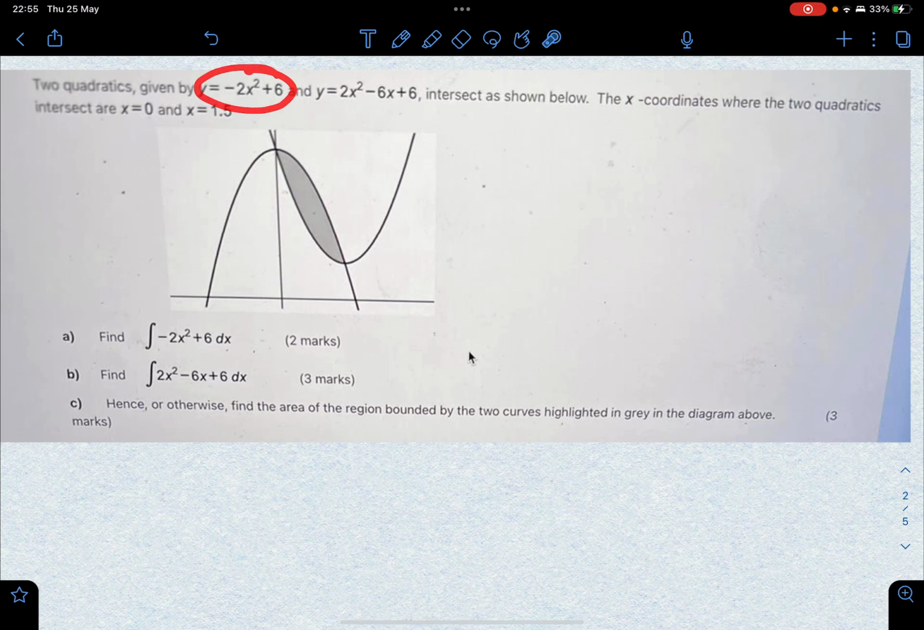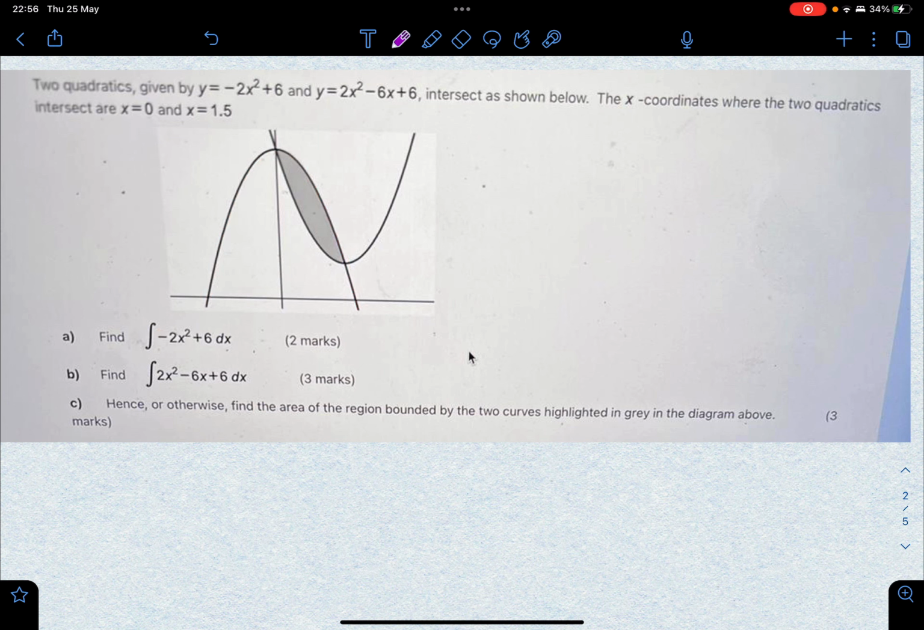So here we have two functions. One is a parabola opening upwards, and one is a parabola opening downwards. And we're being asked to find these two integrals. So this first integral looks like it's the area under the downward opening parabola because of the minus sign.